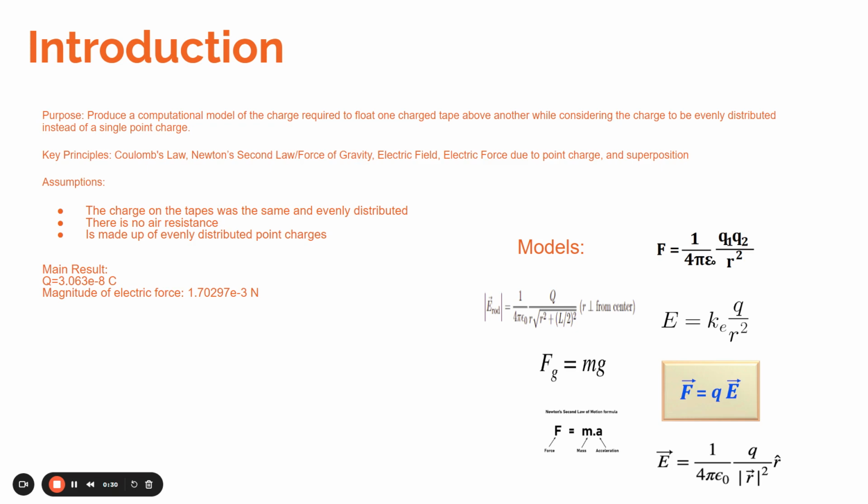Assumptions. The charge on the tapes was the same and evenly distributed. We need to assume there's no air resistance and that the charges are evenly distributed again along the tape instead of a single one. Main result, our charge was 3.063 times 10 to the negative 8 coulombs, and our magnitude of our E-force was 1.70297 times 10 to the negative 3 newtons. Here, to the right, you can see we use the E-rod formula instead of the regular point charge E-field formula to solve backwards from the force of gravity to the charge.